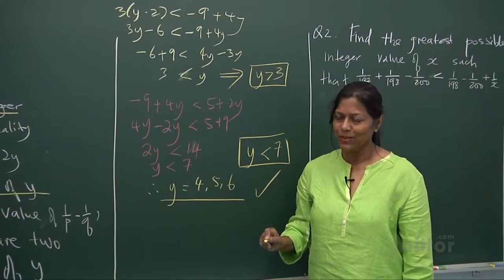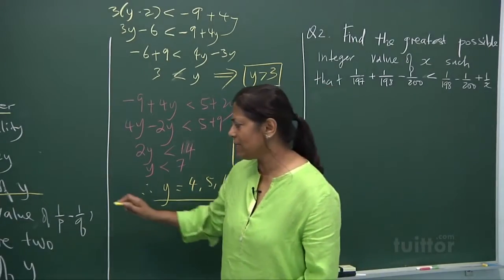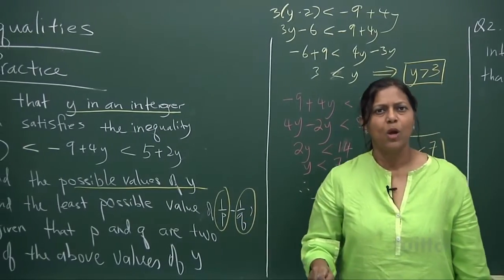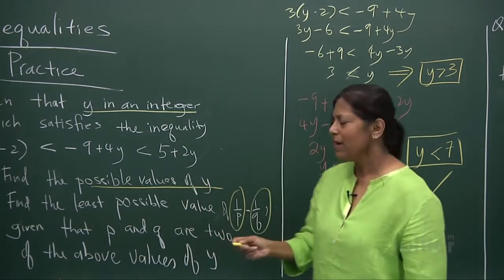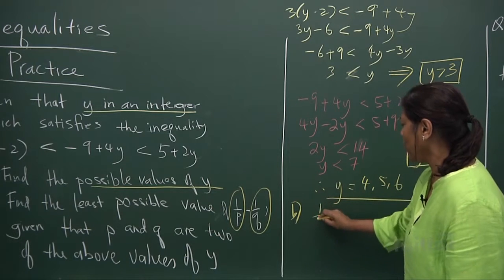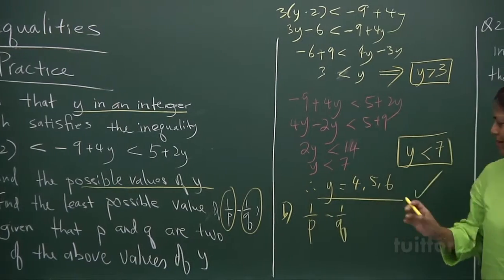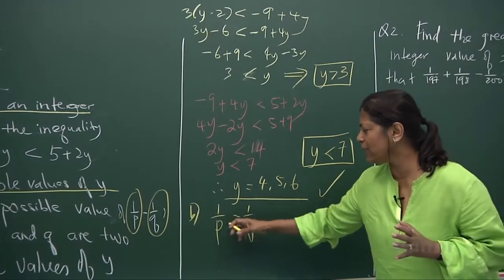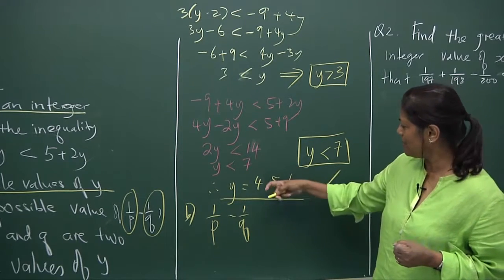Next, part 2. Now they tell us the least possible value of 1 over p minus 1 over q, where p and q are two of the above values of y. And so you want to look at this part. This is part B: 1 over p minus 1 over q, and you want the least. So you know that you get 4, 5, and 6. P and Q are y. I have to put one of them down.